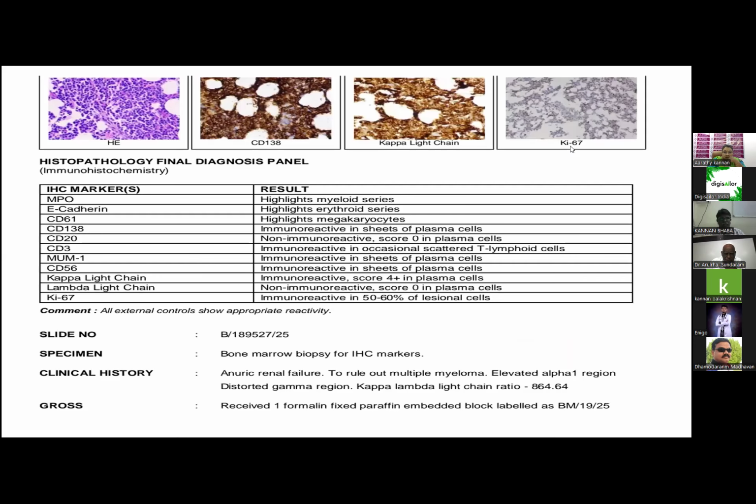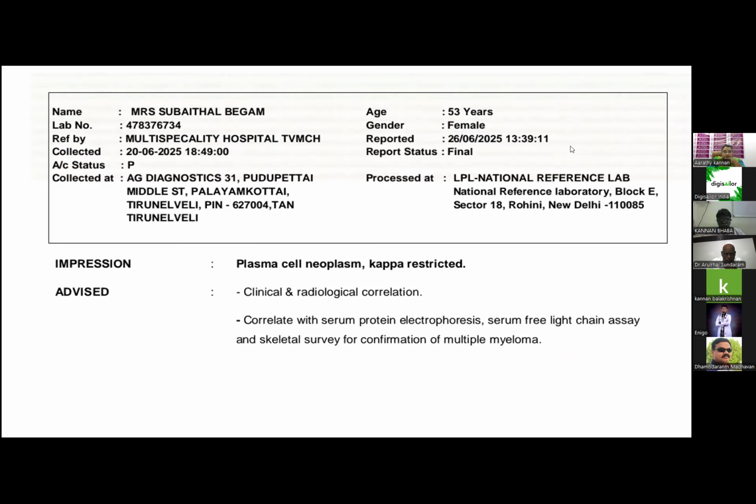We proceeded with the immunohistochemistry. The immunohistochemistry shows the immunoreactive scores. There is kappa restriction; kappa cells were dominant in the immunohistochemistry.